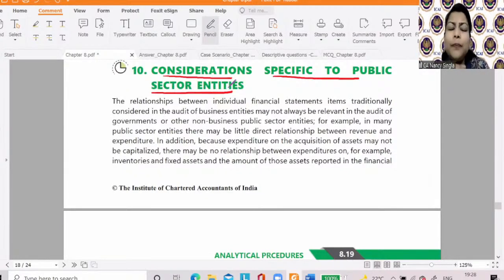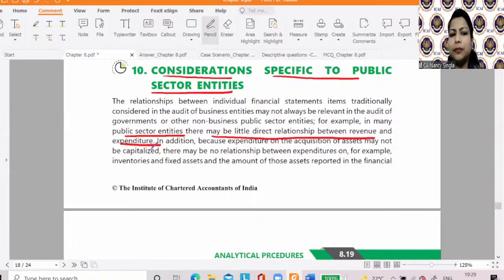So students, tell me, can I say that the relationship which is there in the financial statement items with respect to traditional entities, let's say the profit-making entities, is not found in the case of government or non-business public sector entities? Why? The traditional entities, the profit-making organizations, their motive is to earn profit. But public sector entities, their motive is to do something for public welfare.